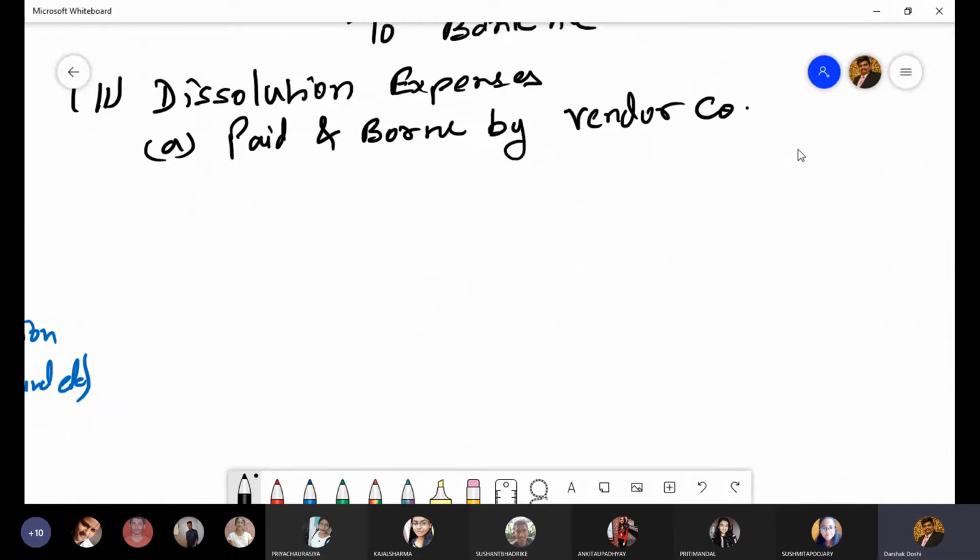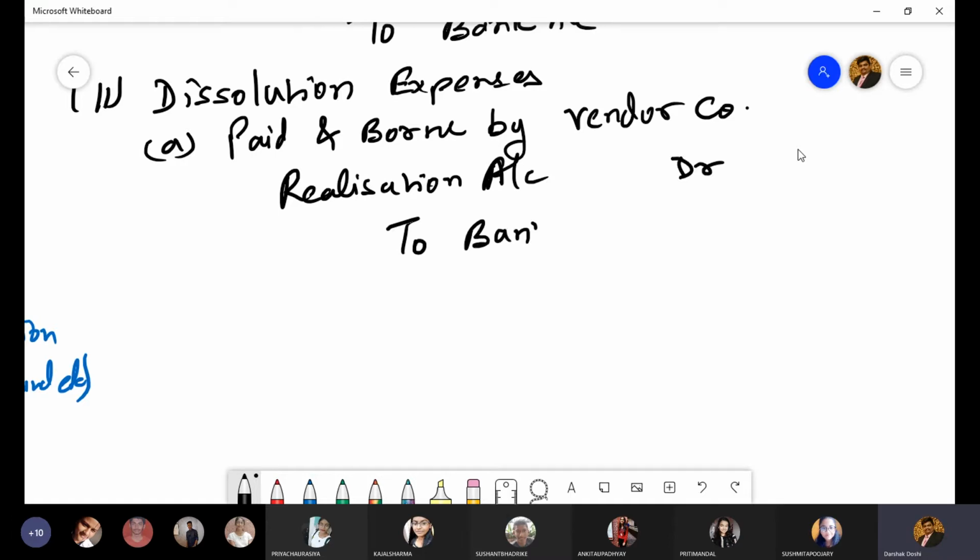So can I say that when the expenses are paid and borne by the vendor company, the entry should be realization account debit. Reason being, all the expenses at the time of dissolution is charged or debited to realization account, and bank account would be credited. Reason being, cash is going out. Realization account debit to bank account.